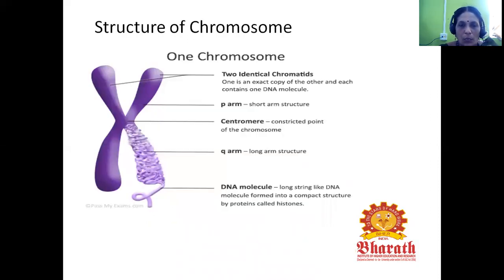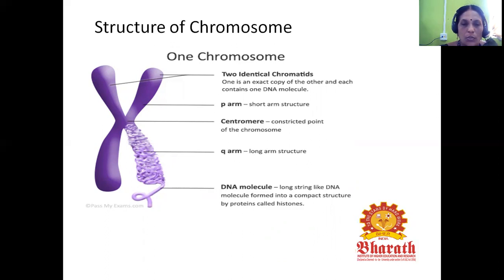In the structure of a chromosome, one chromosome has two identical chromatids. One is an exact copy of the other, and each contains one DNA molecule, having a P arm and a Q arm. The P arm is the short arm, and the Q arm is the long arm, with the centromere in the center as the constricted point of the chromosome. Within the chromosome, the DNA molecule is a long string-like molecule formed into a compact structure by proteins called histones.